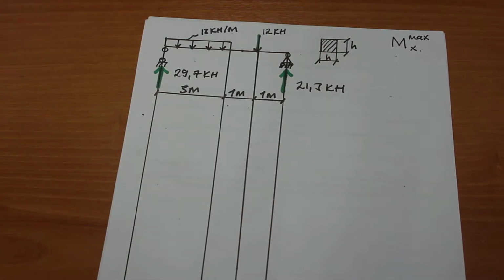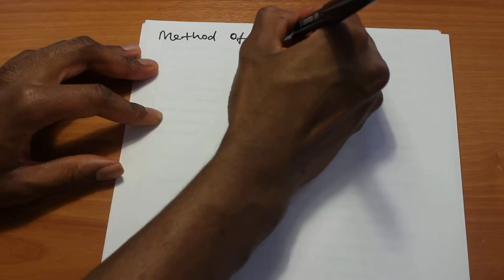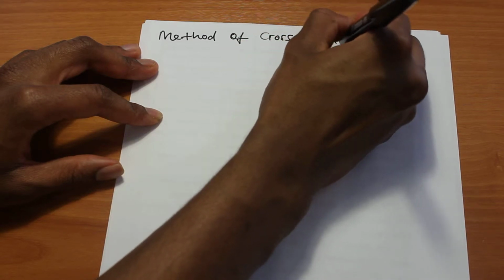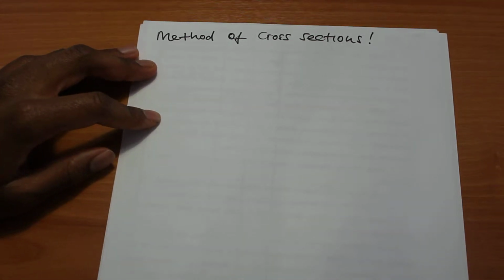So what do we do in order to calculate the value of the maximum bending moment? Basically, the value of the maximum bending moment is calculated by using what we call the method of cross sections. So we'll use the method of cross sections to determine the value of the maximum bending moment.